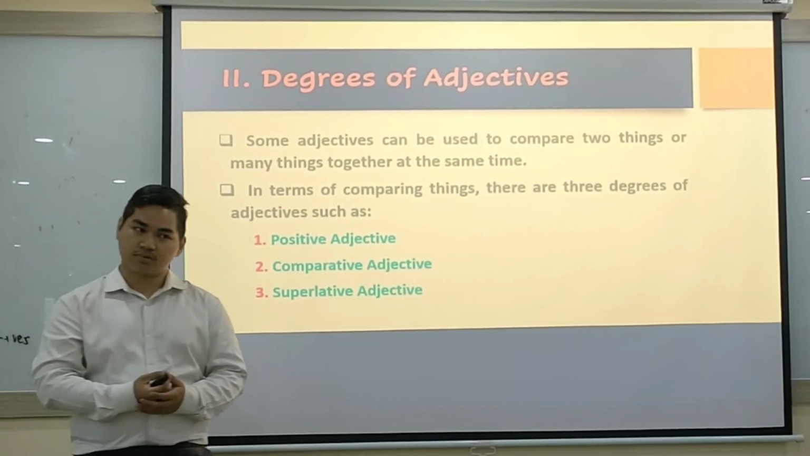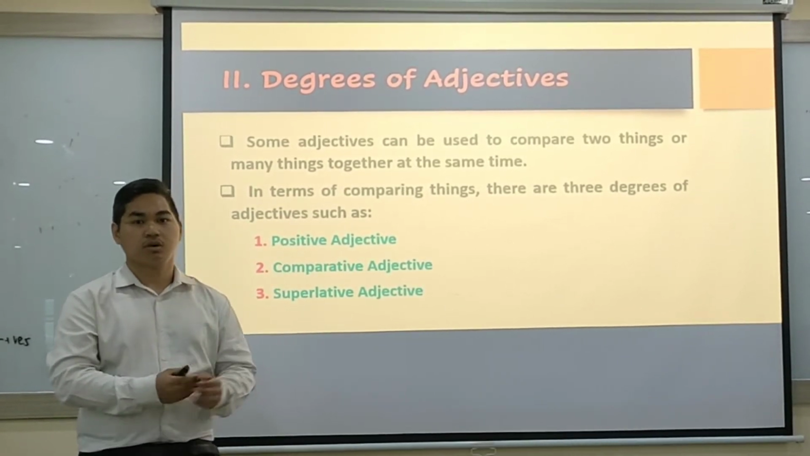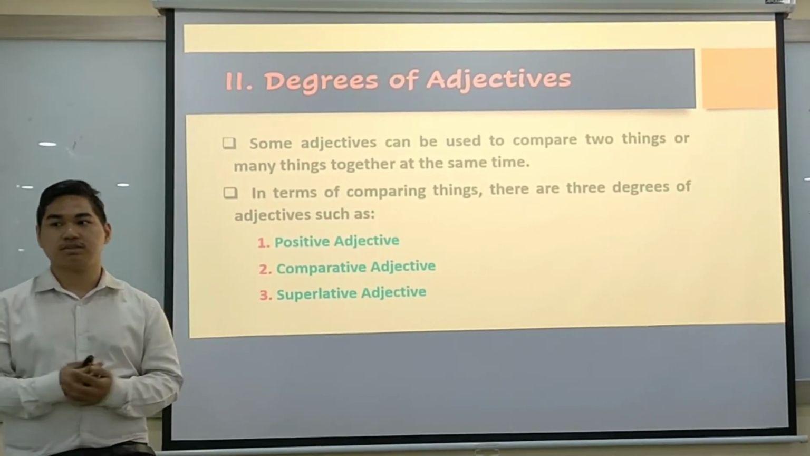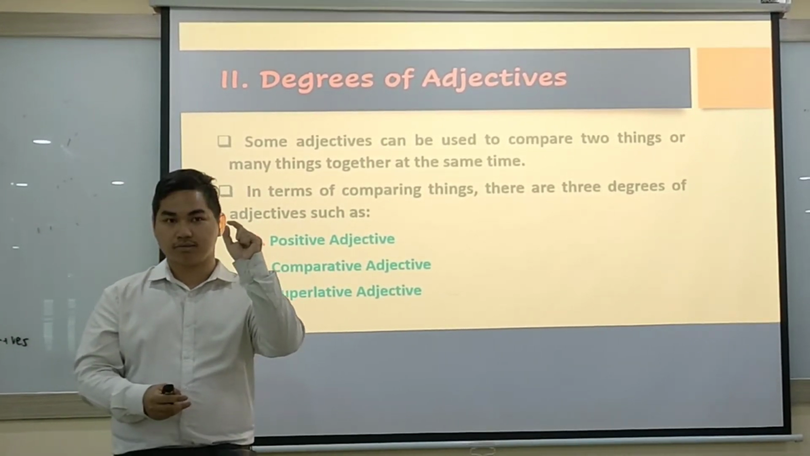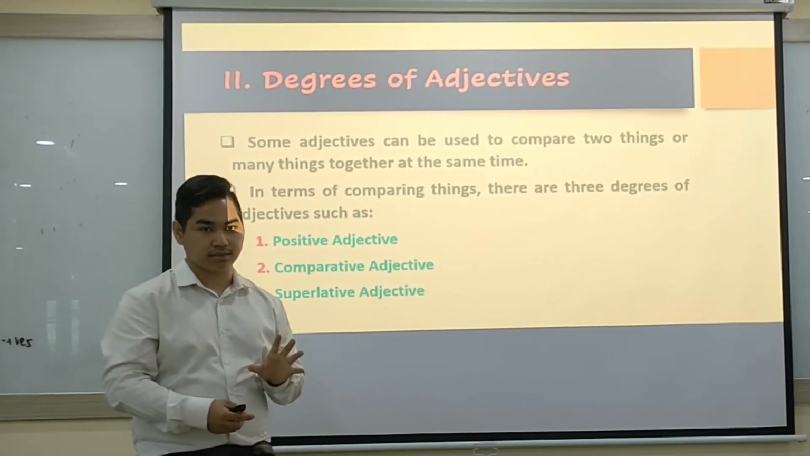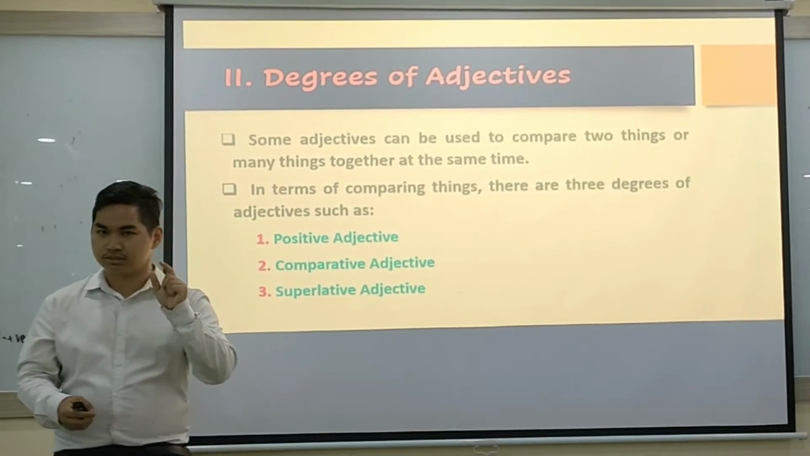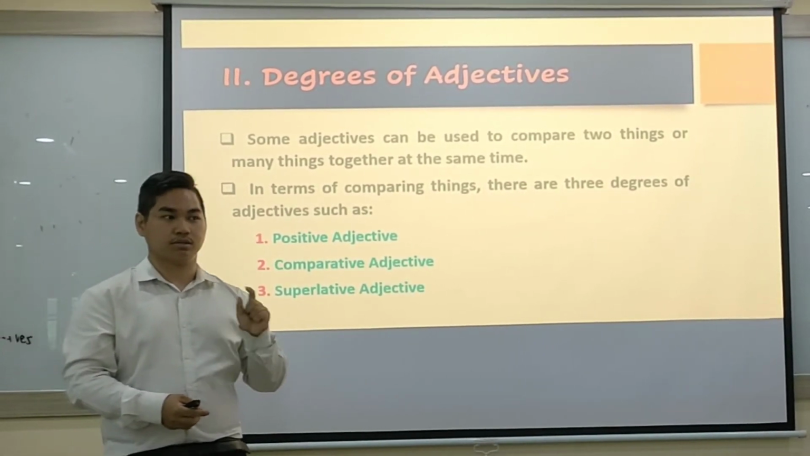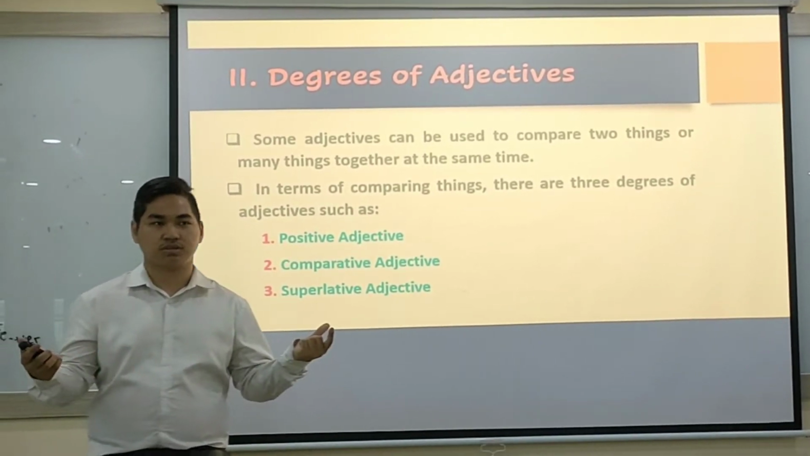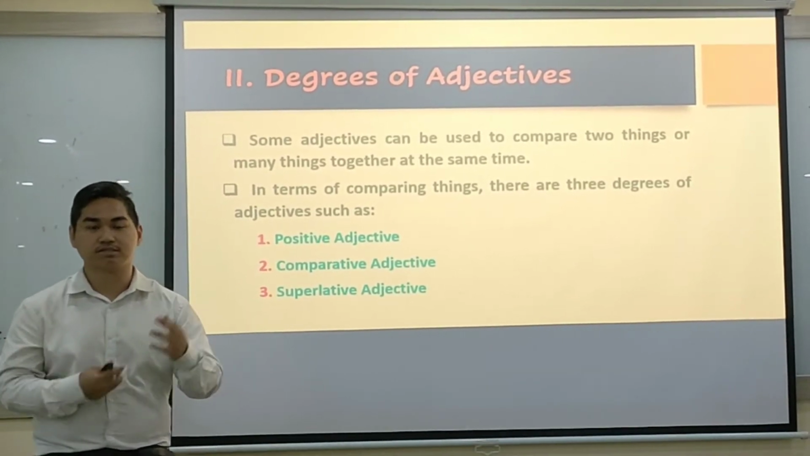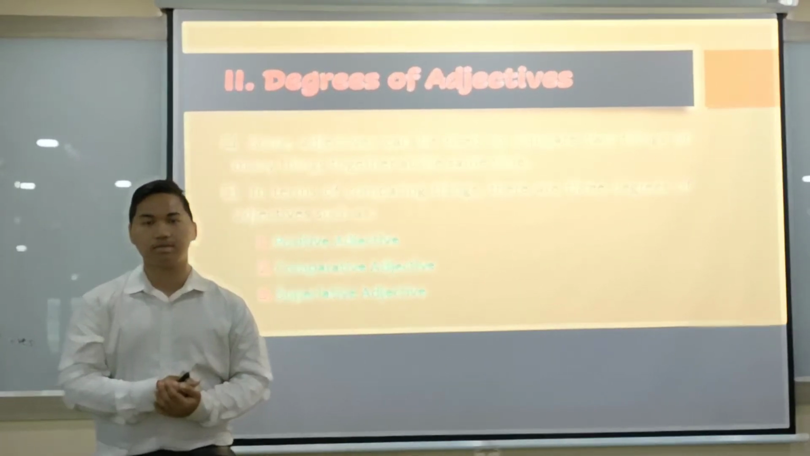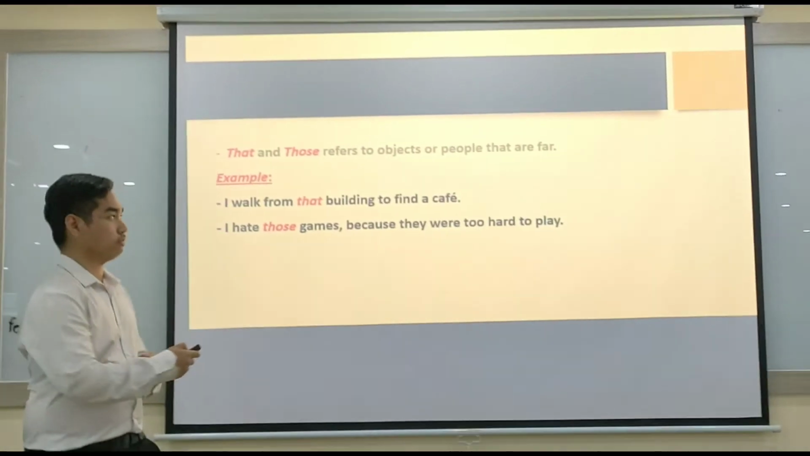And the last degree is the superlative adjective, which has the strongest comparative degree. With the superlative adjective, we choose one among the things. That means we compare one to many other things together, to show that it is the greatest, it is the best, or it is the worst, because it has the strongest power to compare. And we use the form of -est or -iest, depending on whether the adjective is a long one or a short one.